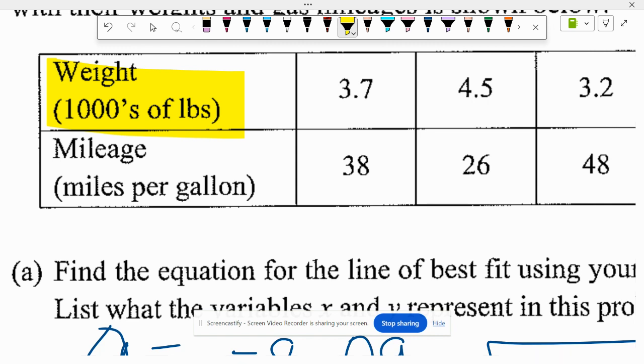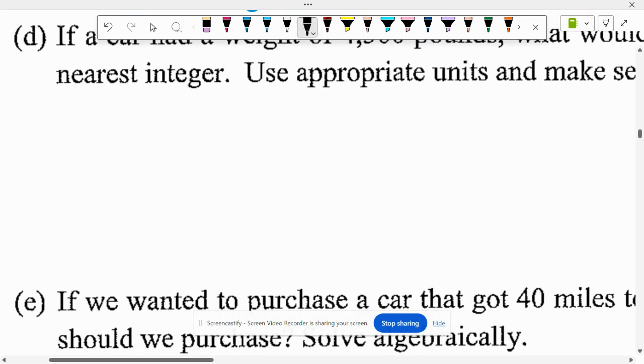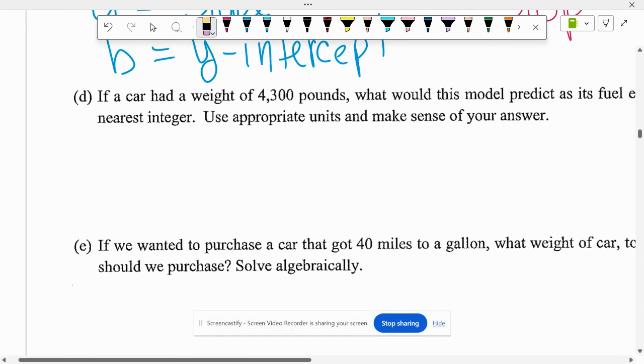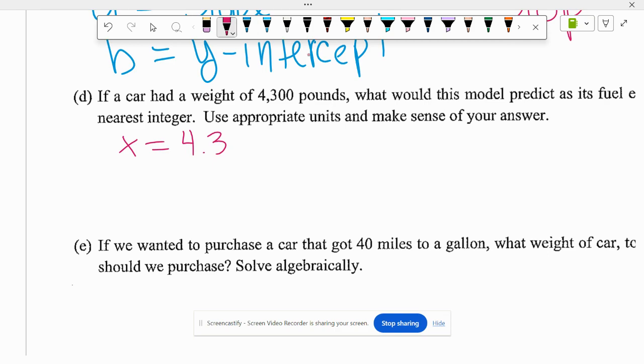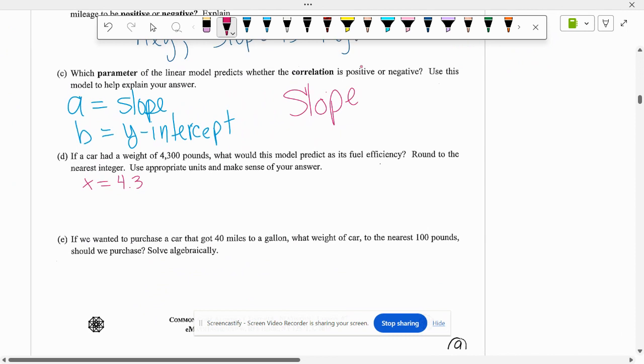Yeah. So the weight of your car is divided by 1,000. So when I see 3.7, that's 3.7 times 1,000 or 3,700 pounds, 4,500 pounds. So how do I represent a car that has a weight of 4,300 pounds? 4.3. Exactly. So that means that X is going to equal 4.3, and we're putting it into our linear model, into that equation that we wrote.